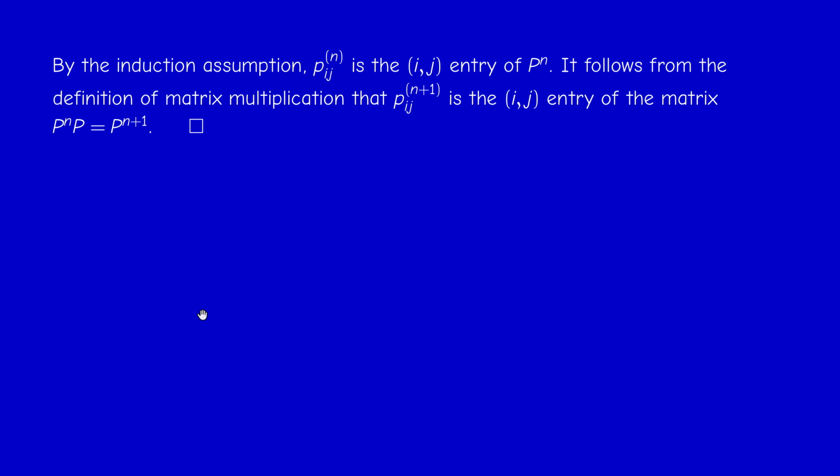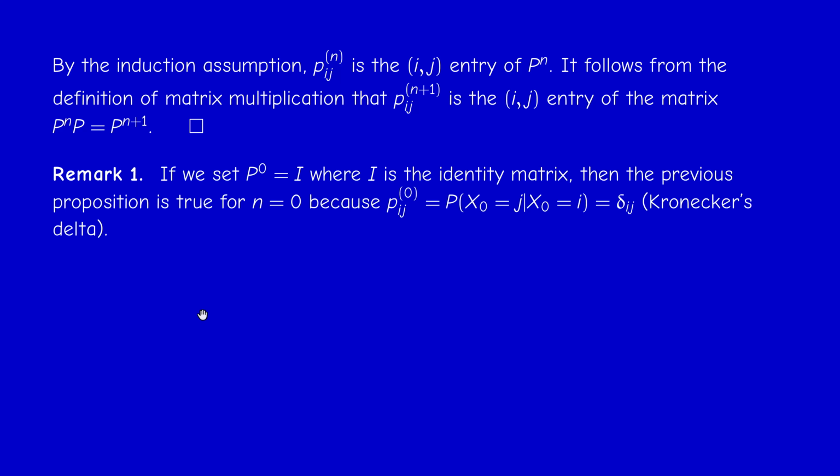Okay, let us deduce some consequences of this fact. First remark, what about n equals 0? We started actually with n equal 1. But it's convenient to set as a convention P^0 equal the identity. And with this interpretation, our previous proposition remains true for n equal 0.